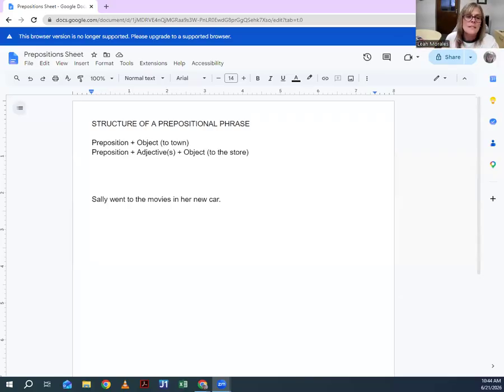Hey everybody, in this lecture, we're going to look at prepositions. This is going to be a shorter lecture. You see that the page of notes up there is very short. This is just to help you visualize some things, and I may add some things as we go along.